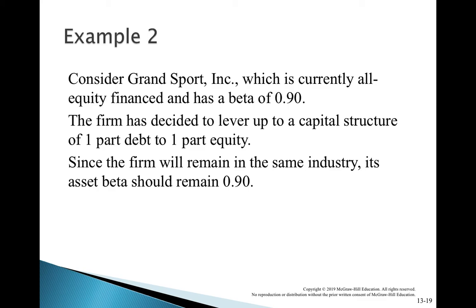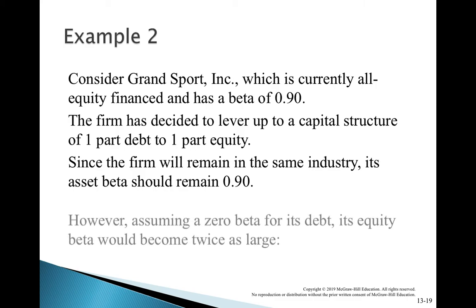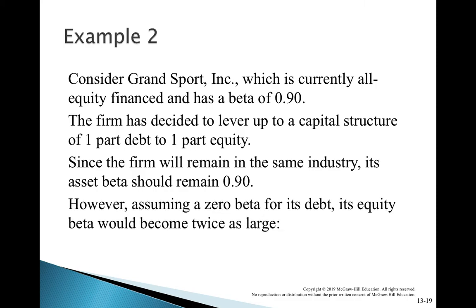We have seen unlevered beta is equal to asset beta. Now the company is thinking of making it 50-50, instead of 100-0, and the asset beta will remain the same, 0.90. Calculate the equity beta, assuming a 0 beta for its debt. Normally the beta of debt is 0 because debt is rarely traded. So if we take the beta of debt as 0, then 0 multiplied by weight is equal to 0. So the debt will be ignored.